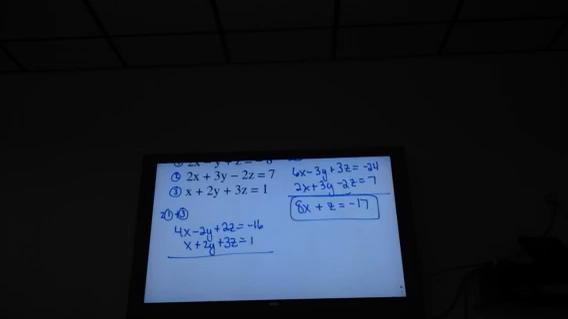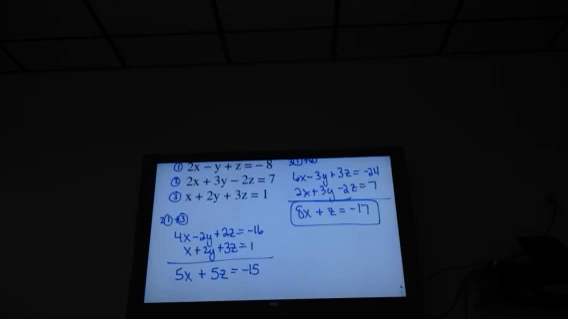And then I add. So 4 and 1 is 5x. My y's cancel. Plus 5z equals negative 15. These numbers are looking kind of weird. Anybody see me make a mistake at all? Okay. I'm just not liking how this looks so far. I don't know why. It's just giving me a bad feeling.